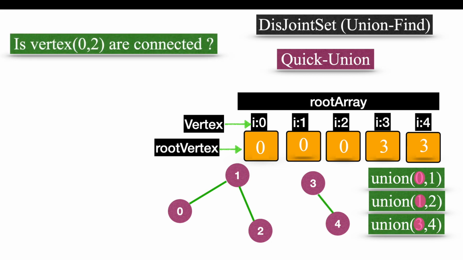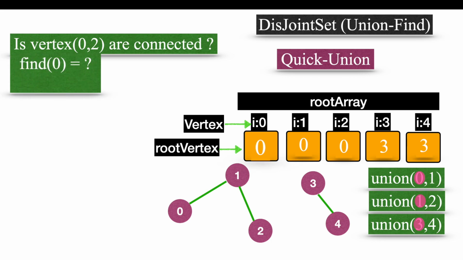Let's see, are vertices 0 and 2 connected? Let's find the root of 0. Index 0 has value 0, so the root is 0. Then find the root of 2. Index 2 has value 0, so move on to index 0. Index 0 has value 0, so 0 is the root. Find of 2 also returns 0. So both vertices share a common root, and they are connected.